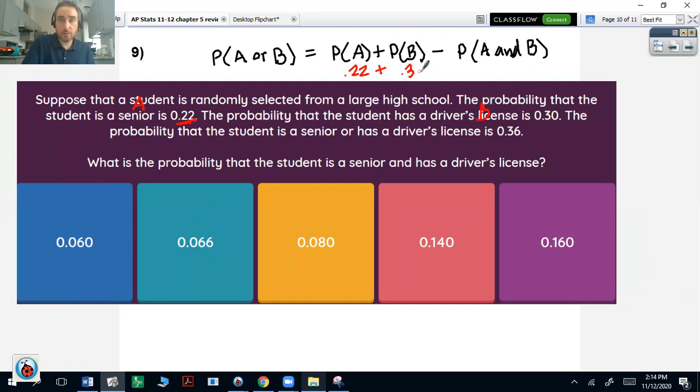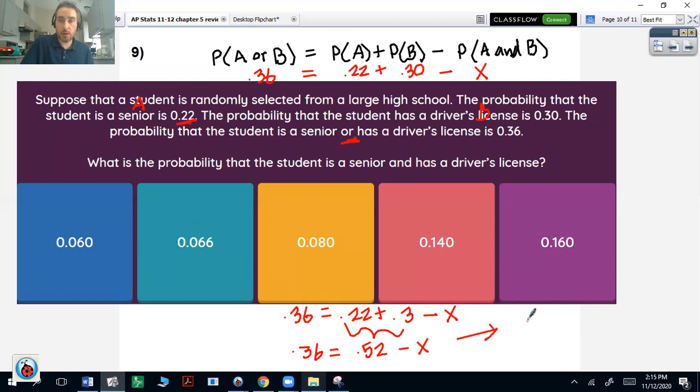So the probability that the student is a senior or, so we know the or, that's going to be over here. But we don't know the and value. So we're going to call that X. So your equation is 0.36 equals 0.22 plus 0.3 minus X. So if you combine these two, that's 0.52. And if you subtract those from each other, you'll get 0.16. So that's going to be 0.36 minus 0.52 equals negative X. Well, that's negative 0.16. But you can't have a negative probability, so 16%.